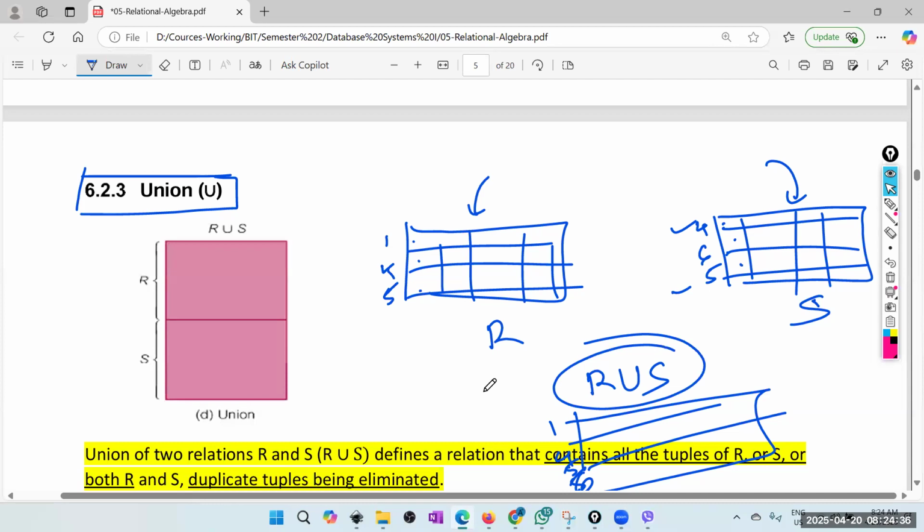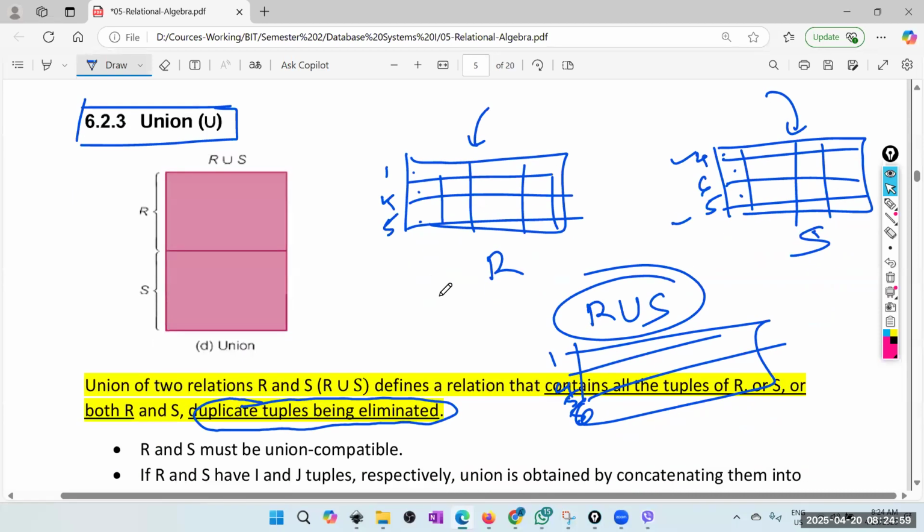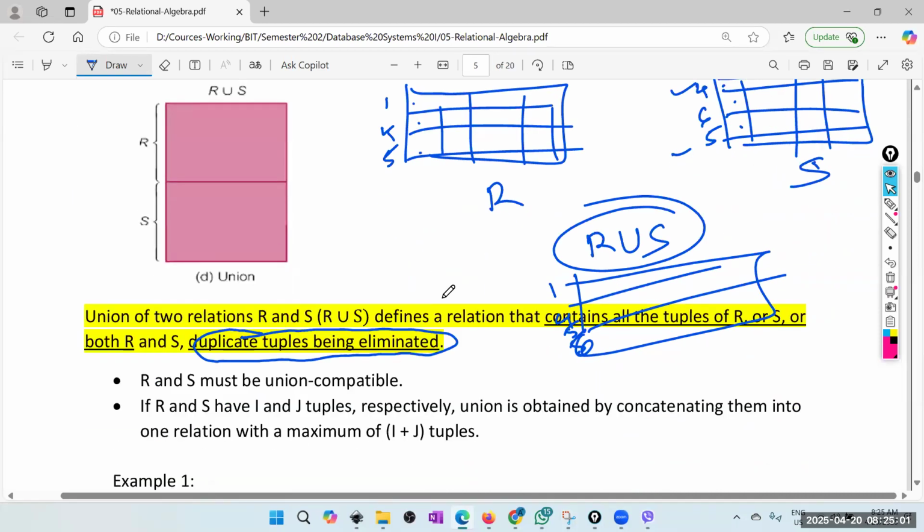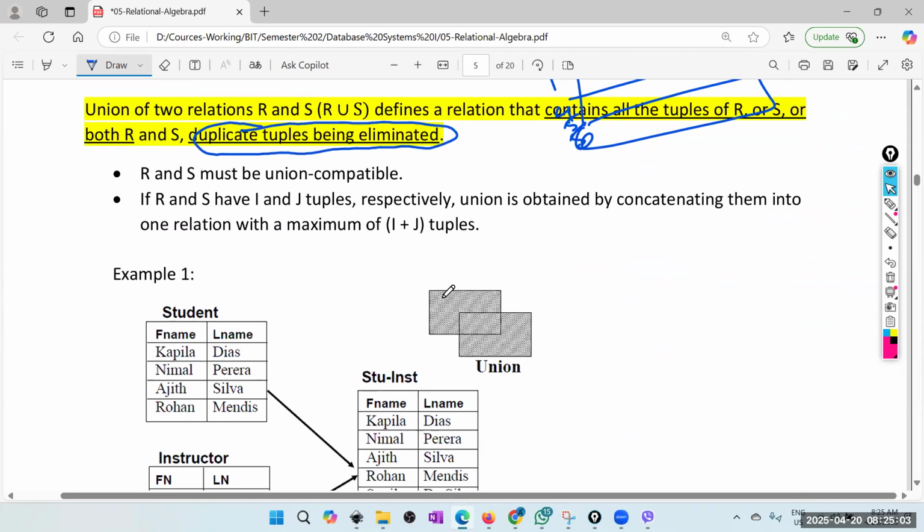Just like set union. But you don't take the same thing twice. Right? Duplicate tuples are eliminated. Eliminated means eliminated once. Right? So don't think that the duplicated elements are not at all taken. You don't take the second duplicated element, it is eliminated. So that is called union operation.